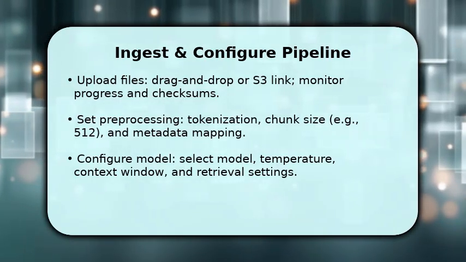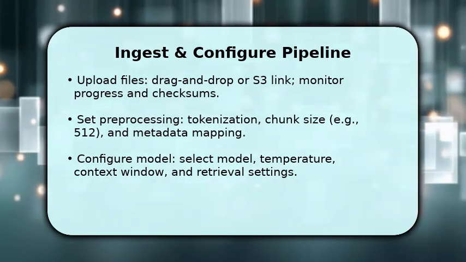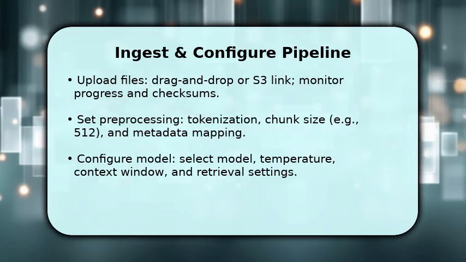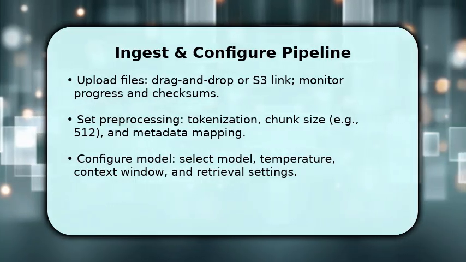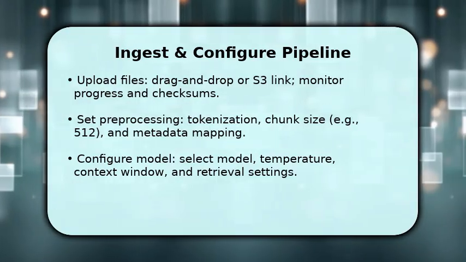Then configure the model. Select the model variant, adjust temperature for creativity, set the context window, and enable retrieval settings. Make sure to link the indexer and set refresh cadence. This keeps relevance high as you iterate.